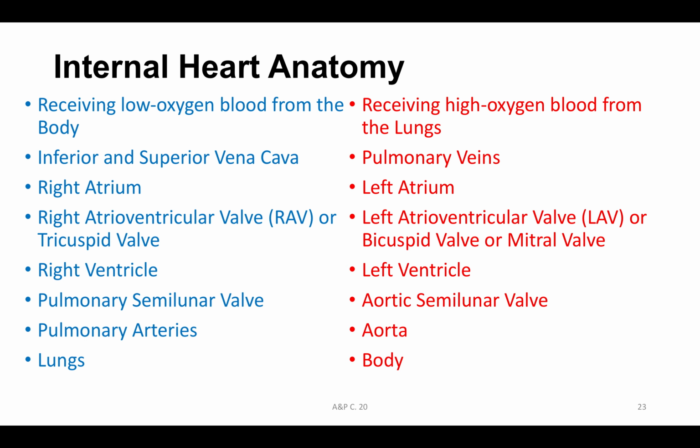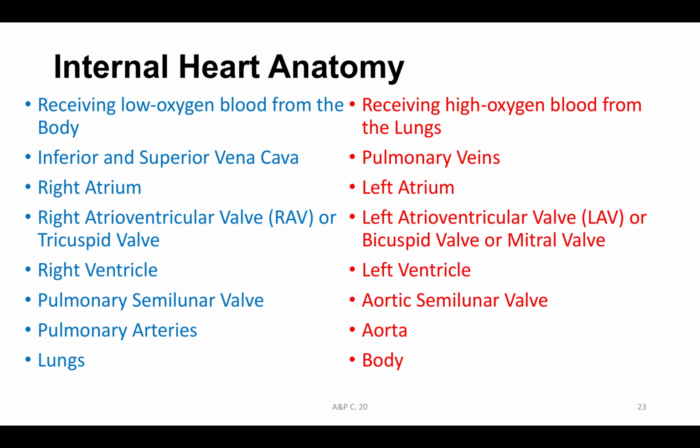Then we looked at our internal anatomy of our heart. You need to be familiar with the pathway of oxygenated and deoxygenated blood throughout the heart. Where deoxygenated blood flows through is represented in the blue text, and where oxygenated blood flows is represented in the red. So remember, deoxygenated blood from your body, or your systemic circuit, is going to come in through your vena cava.